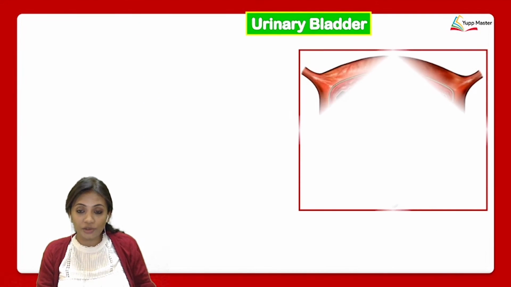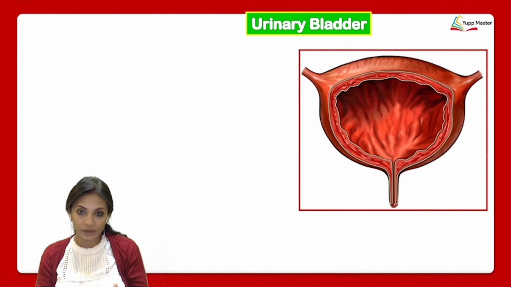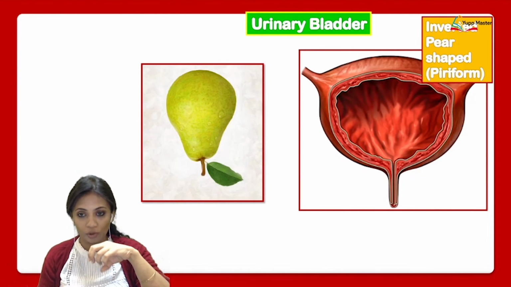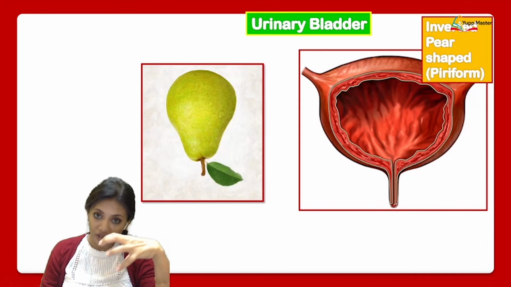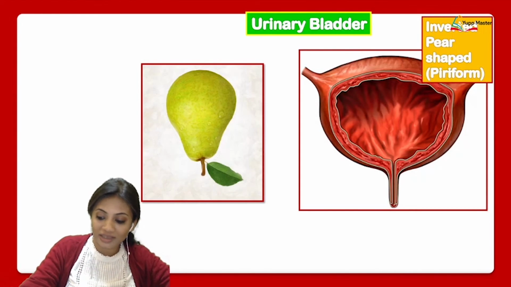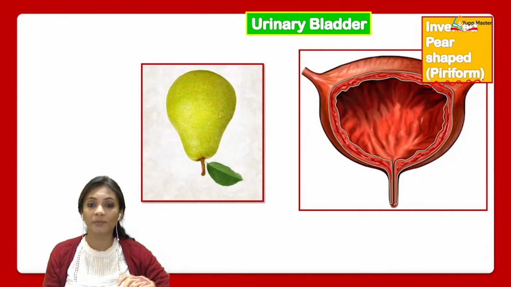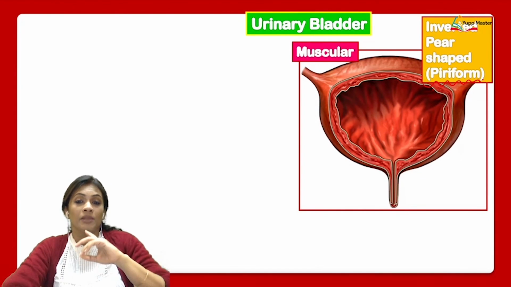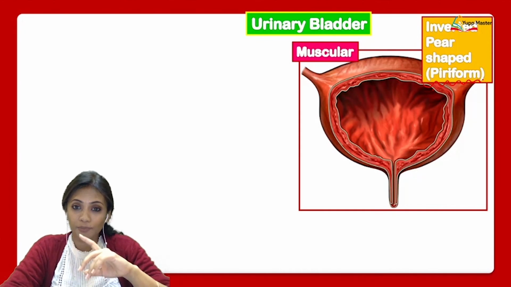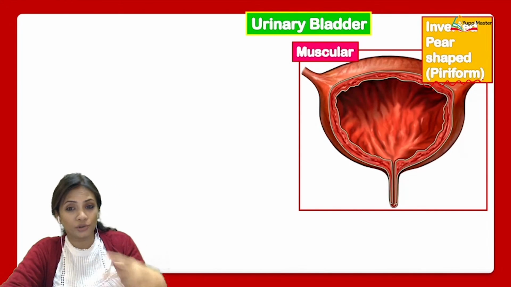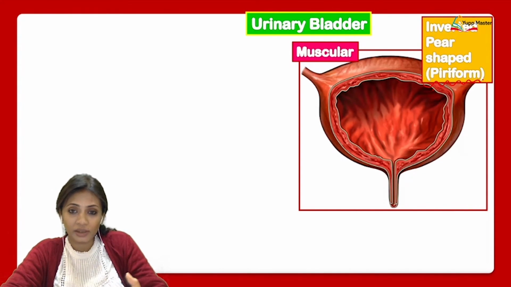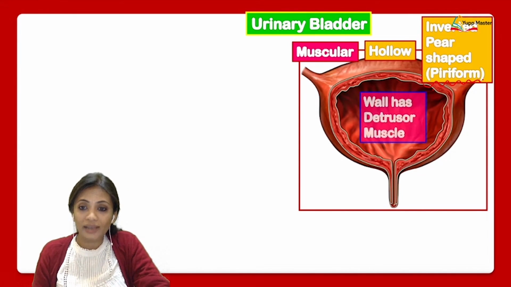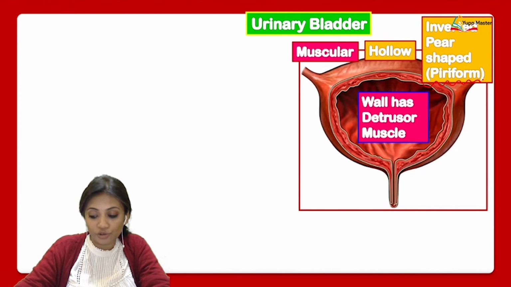Next, when we talk about the urinary bladder, it is a hollow organ, it is a muscular organ, and it is an inverted pear-shaped organ too. Because it is an inverted pear-shaped organ, we may call this a piriform shape, alright? It's muscular, as I told you, and the name of the muscle is a very important point for your MCQs. Urinary bladder, the muscle over there, it's called the detrusor muscle, alright? It's hollow, and the wall over here is made up of a detrusor muscle.